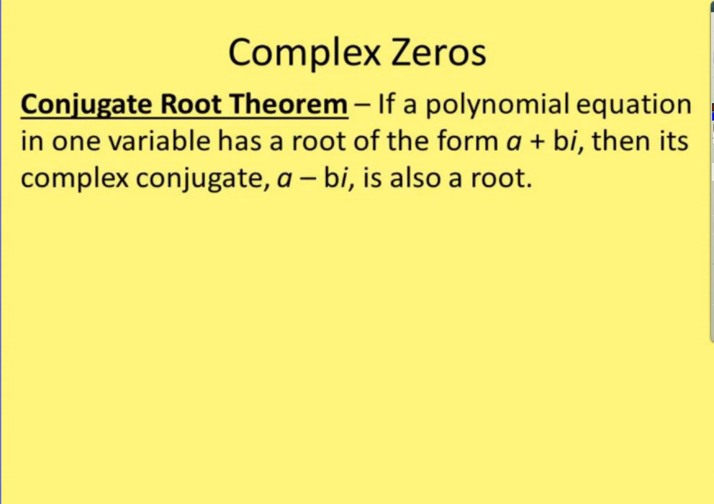The conjugate root theorem says if a polynomial equation in one variable has a root of the form a plus bi, then the complex conjugate, a minus bi, would also be a root. This also applies if I have a root. If I know x is equal to 4i, that means x is equal to negative 4i as well. So it doesn't just have to be the plus or minus, it can just be the imaginary number. You will have the positive and negative of that value.